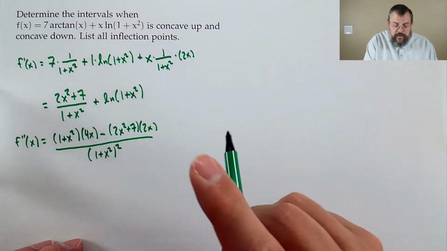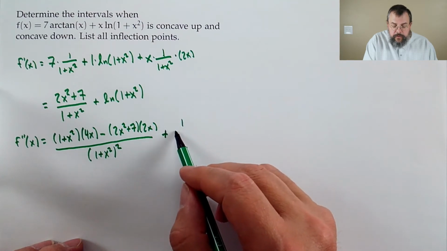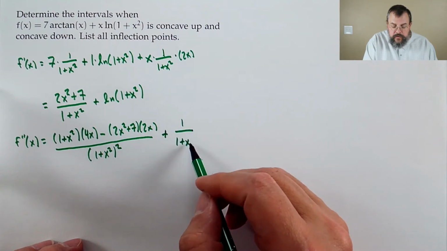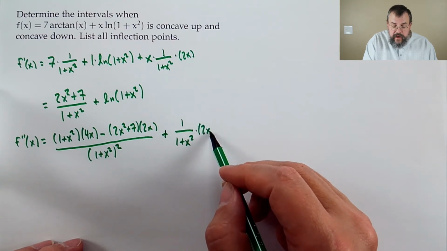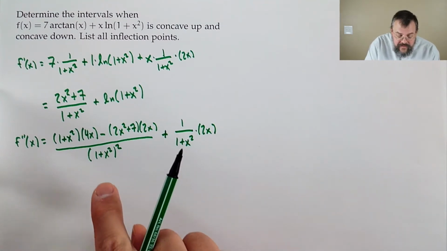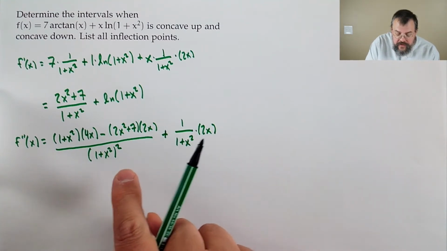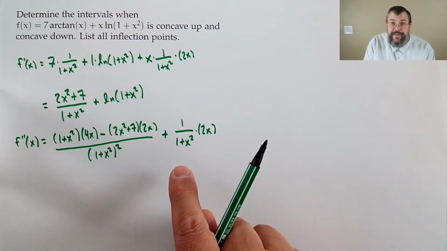Now that's just the first term. Don't forget the second term. Derivative of log of 1 plus x squared. Well, we actually did it before. 1 over the inside, so 1 over 1 plus x squared, times the derivative of the inside, so times 2x. Now, we see here that they're almost the same denominator. The difference is this one is being squared, that one isn't.